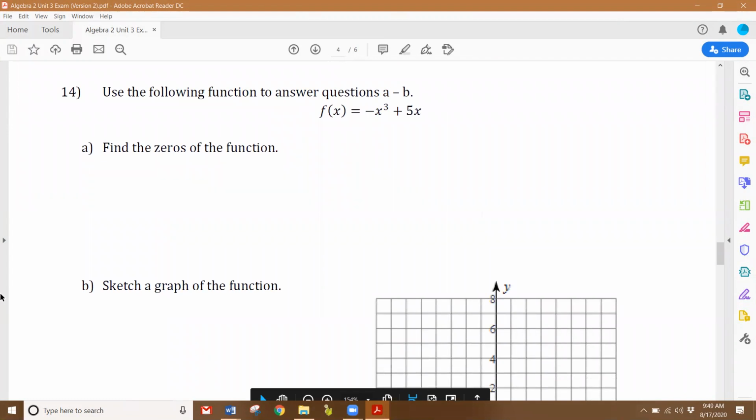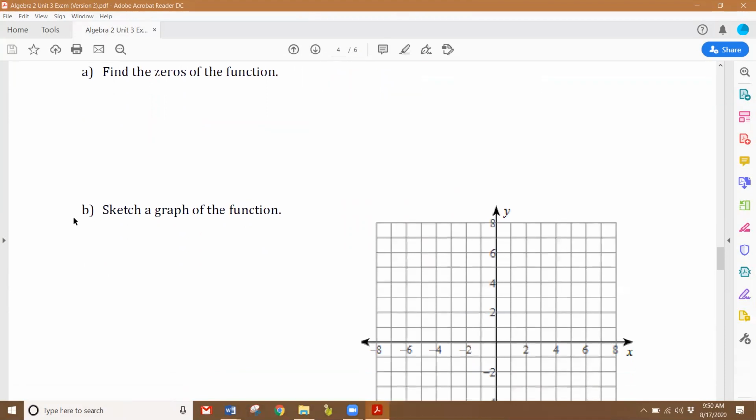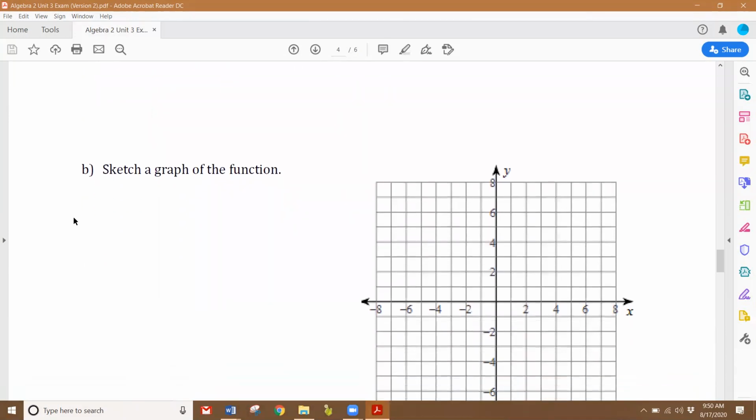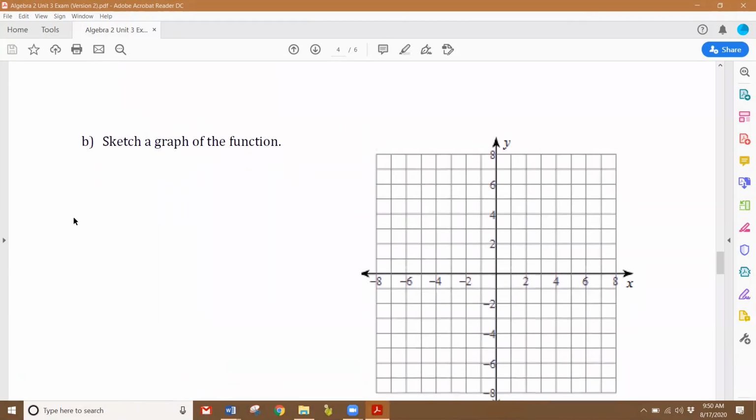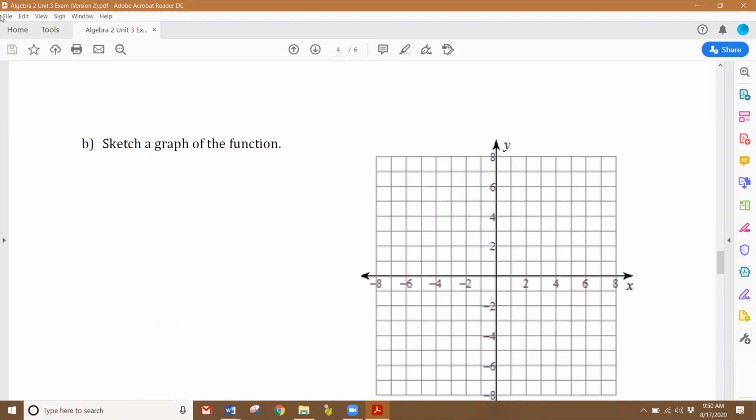Moving on to question 14, we're going to use this function to answer parts A and B. So the first thing we're being asked to do is find the zeros of the function. What that means is you're going to set it equal to 0 and factor it. I'm going to scroll down so I can fit it all on my screen.